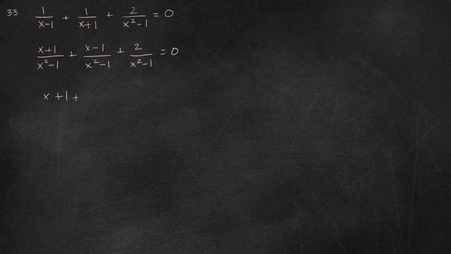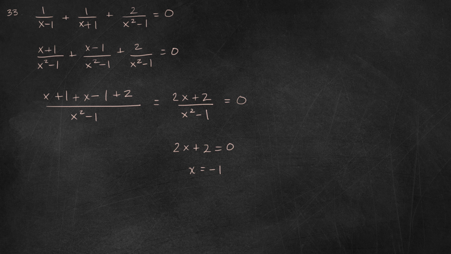Or x plus 1 plus x minus 1 plus 2 over x squared minus 1, which simplifies to 2x plus 2 over x squared minus 1. And I want to know, when does this equal 0? Well, a fraction can only equal 0 when its numerator is 0 and denominator not 0. So we want to know, when is 2x plus 2 equal to 0? And that is when x equals negative 1. However, if we let x equal negative 1, we run into a problem, because that would make the denominator equal to 0, which is not allowed.